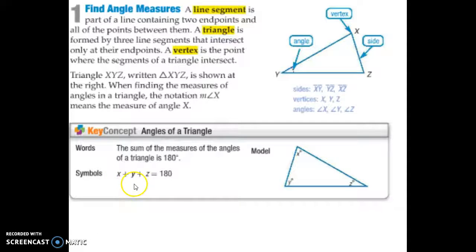The three angles of a triangle, the interior angles, will add up to 180 degrees every time. Alright? In geometry, we discover why this is true. For now, we're going to take it as truth and use this rule. X, Y, Z, those three angles will add up to 180 degrees every time. So, how can we use this?